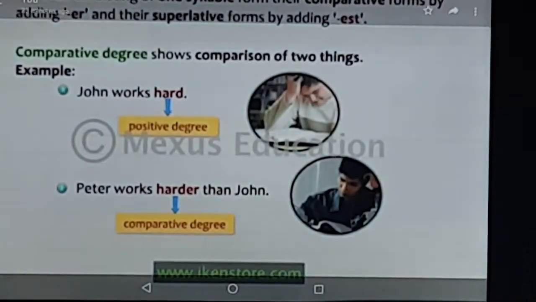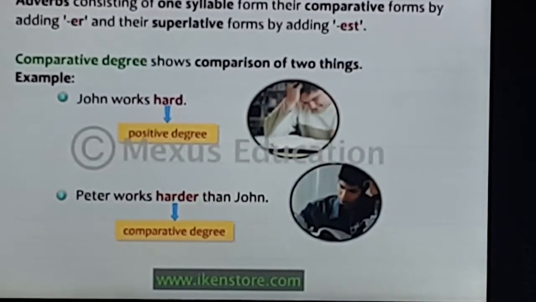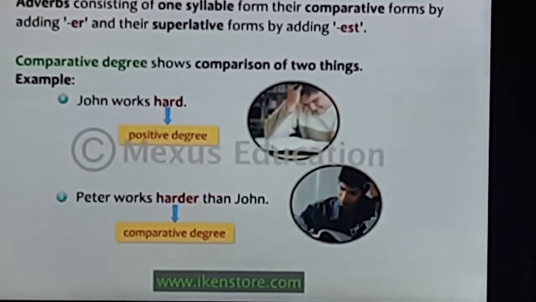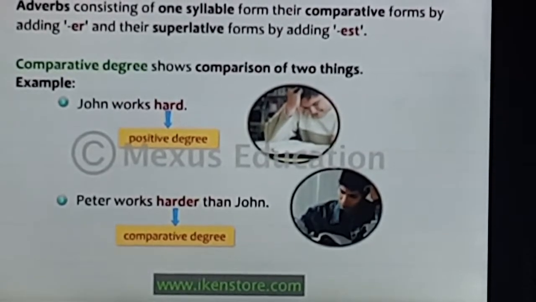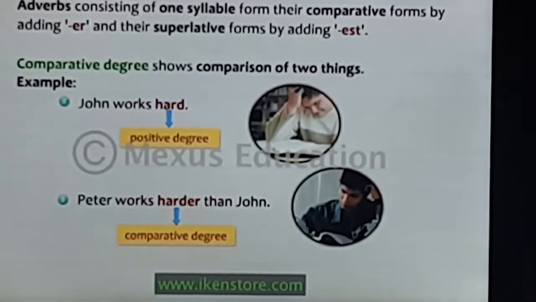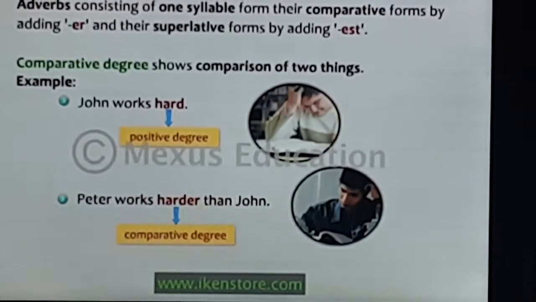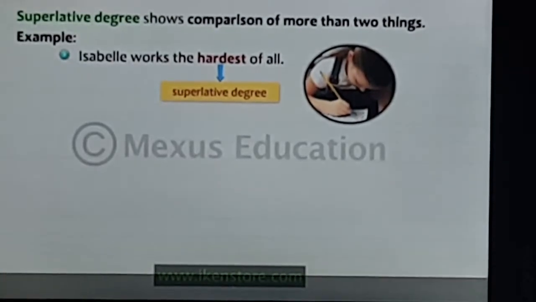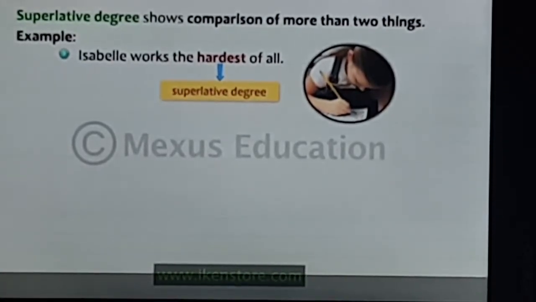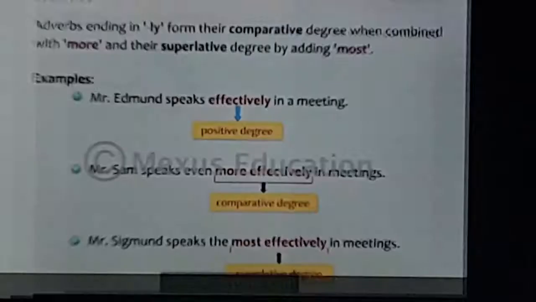Now, adverbs consisting of, what did you understand by this? Adverbs consisting of one syllable form their comparative forms by adding er and their superlative forms by adding est. It's a little bit similar to adjectives. Comparative degrees show comparison of two things. Example, John works hard. Here we are talking about one person. Peter works harder than John. Here it is the comparative degree. And superlative degree shows comparison of more than two things. For example, Isabel works the hardest of all.